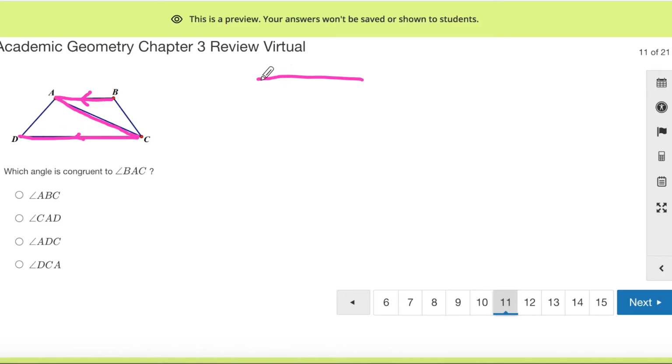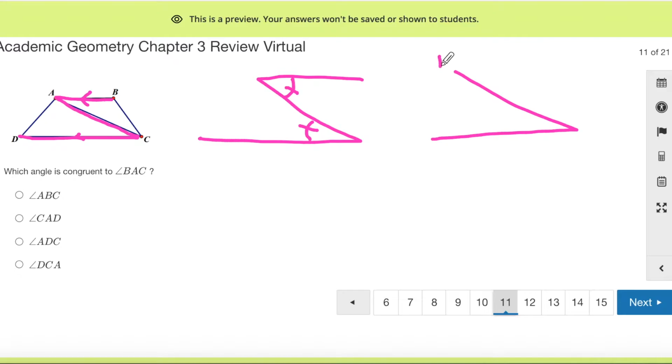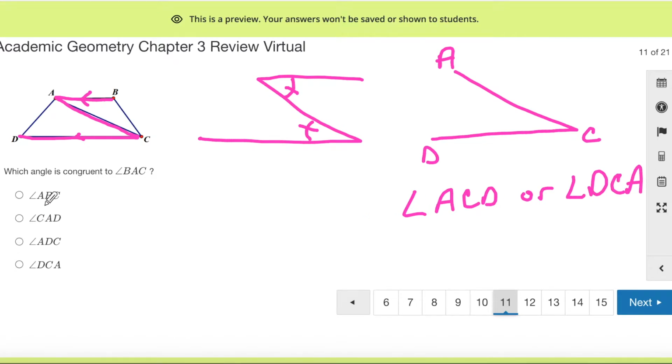So if the top line and the bottom line are parallel to each other, then this angle here is going to be equal to this one down here. So we just need the proper way to name that angle. The letters that are involved in that angle, we have an A up top, C down here, D over here. So how do we name that angle? That's either angle ACD or angle DCA. Okay, so there we go, angle DCA. There it is, right down there. That is equal to BAC.